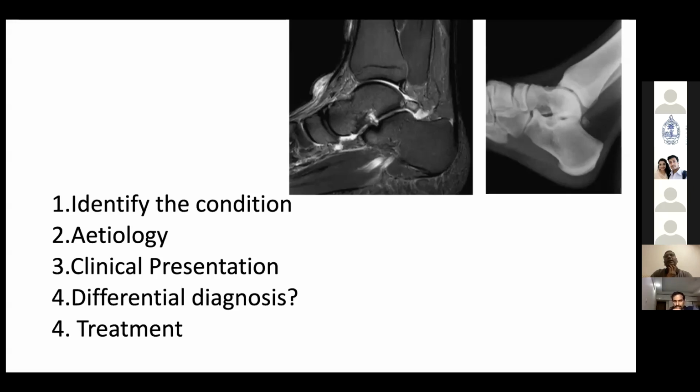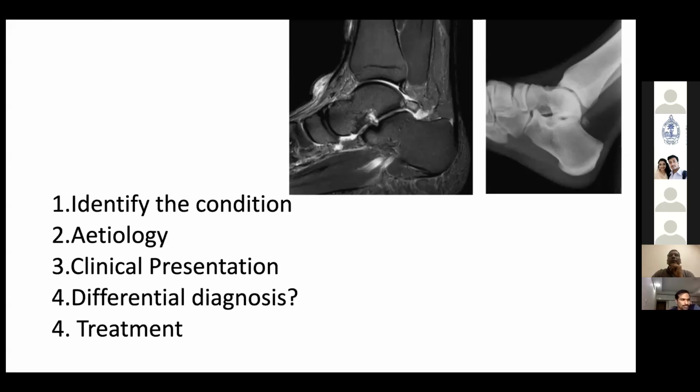And what is the clinical presentation? Is there any problem for the patient with this condition? Impingement, sir. Limited dorsiflexion. Yes. It causes a posterior impingement, especially on which movement? Plantar flexion. Yes, because on plantar flexion, this goes and touches the posterior part of the tibia, producing a posterior impingement syndrome.